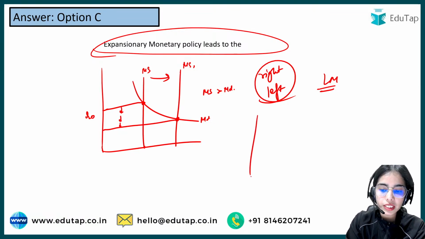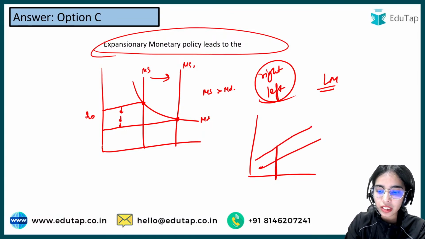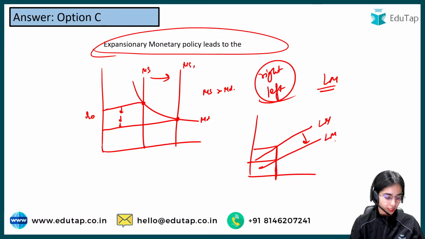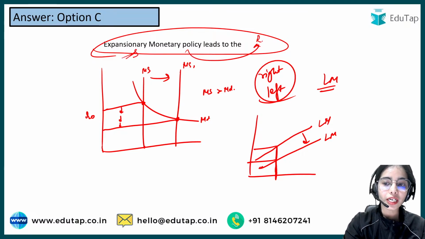So the rate of interest is decreasing, that means at the same level of income, the level of income has not changed, the rate of interest is declining. That means the LM curve will shift rightwards. Yes, very good. Absolutely correct, everyone. The LM curve will shift rightwards. So expansionary monetary policy leads to the rightward shift in the LM curve.